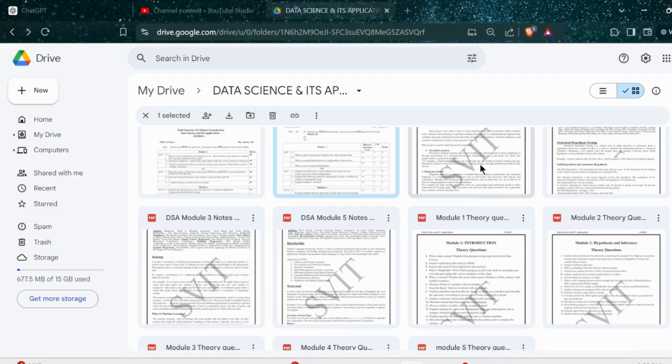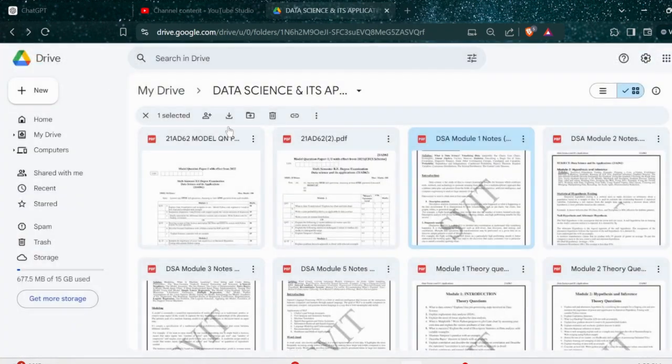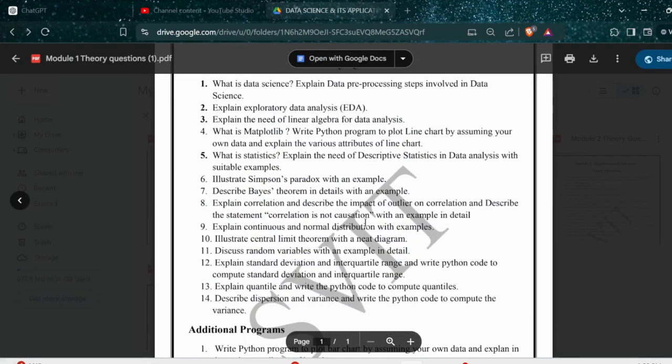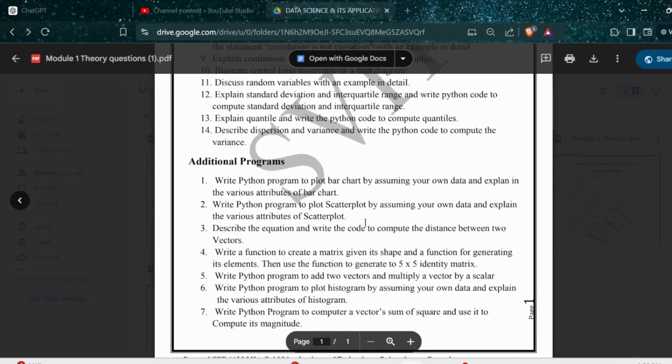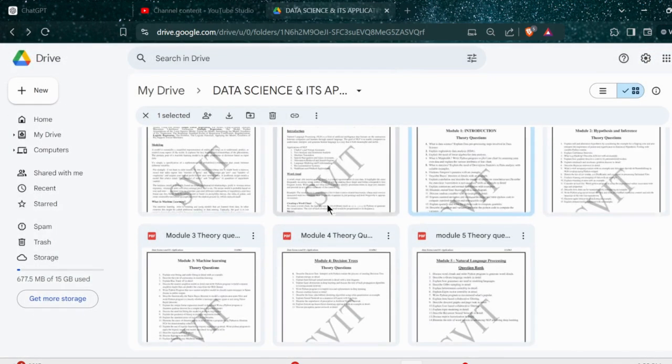Here we have the notes also. Module wise notes have been provided here, so you can go through the notes and prepare accordingly. And along with that we have the theory questions. All the theory questions have been formulated here with the possible programs which could be asked. So it holds the same for second module, third module, fourth module and fifth module.